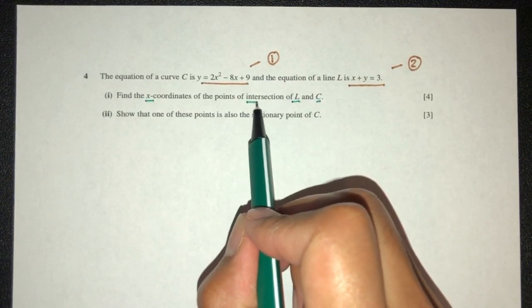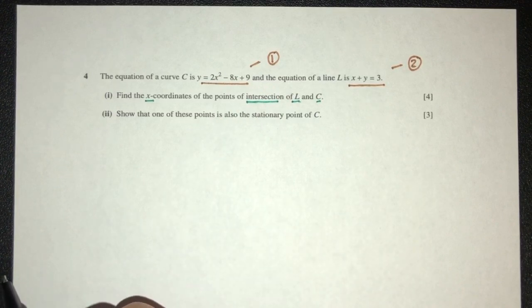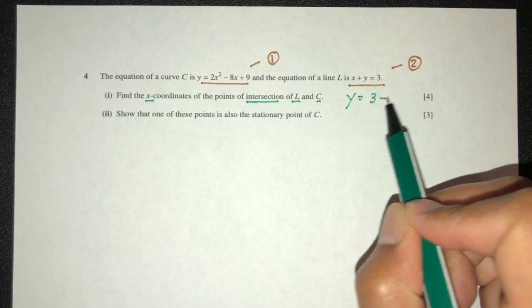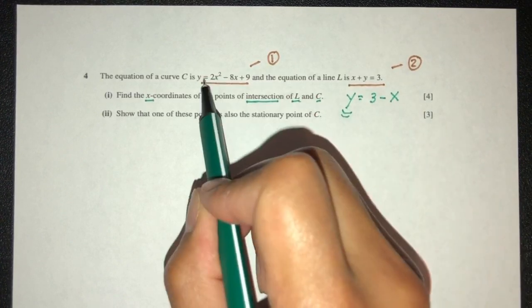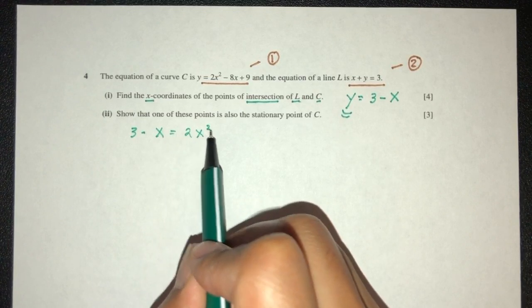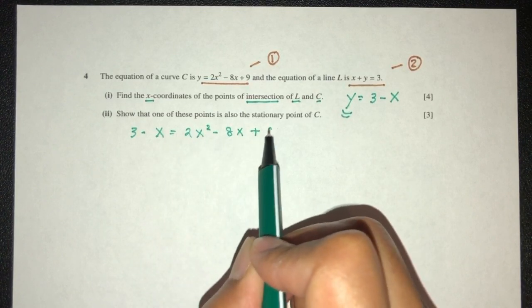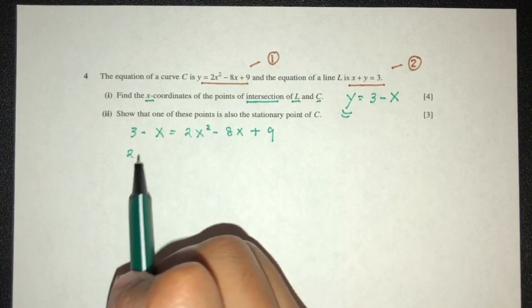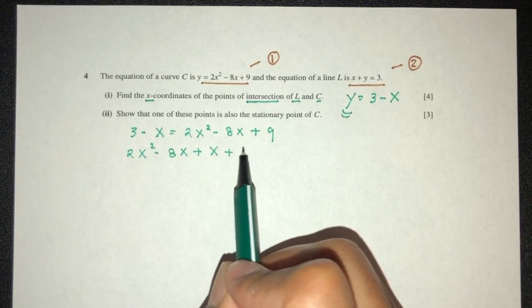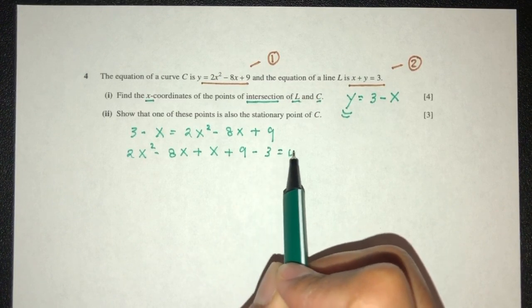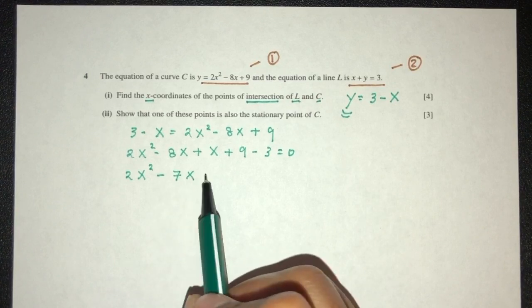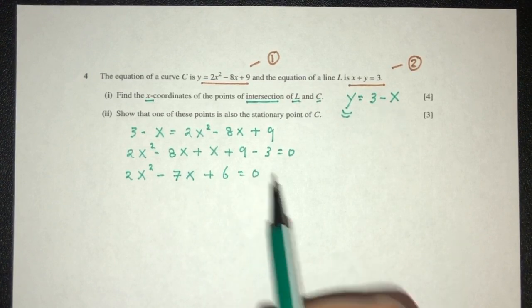Now, intersection, obviously, we have to solve a simultaneous equation. So here we can make y become subject. That will be 3 minus x. Replace y in this equation. You will have 3 minus x is equal to 2x squared minus 8x plus 9. Send everything to one side. You will have 2x squared minus 8x plus x plus 9 minus 3 is 0. So 2x squared minus 7x plus 6 will be 0.